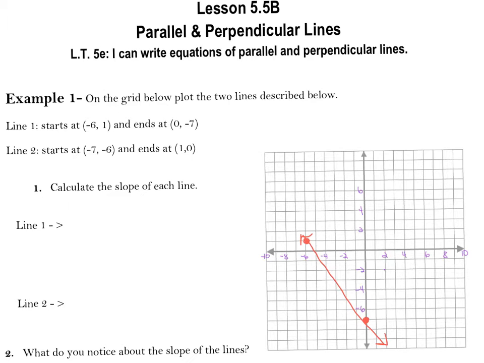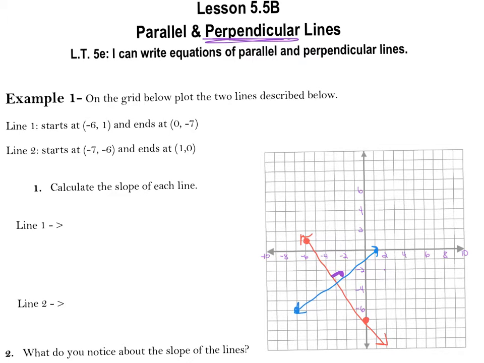Then I'm going to graph that second line. So it starts at negative 7, negative 6. It's right here. Then it ends at 1, 0. So 1, 0. And then I'm going to connect those. And as I can see, they cross, and it makes this 90-degree angle right here. Okay, if our lines make a 90-degree angle, it's called a perpendicular line. So up at the top here, that's perpendicular.